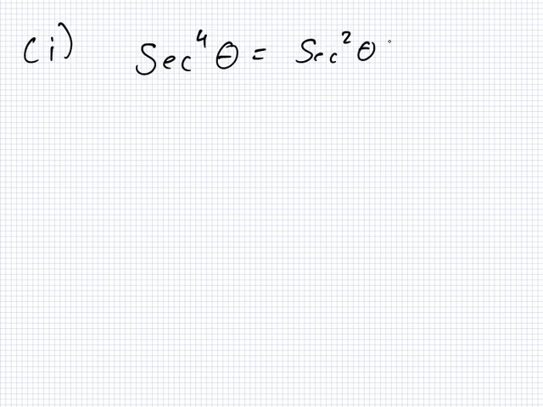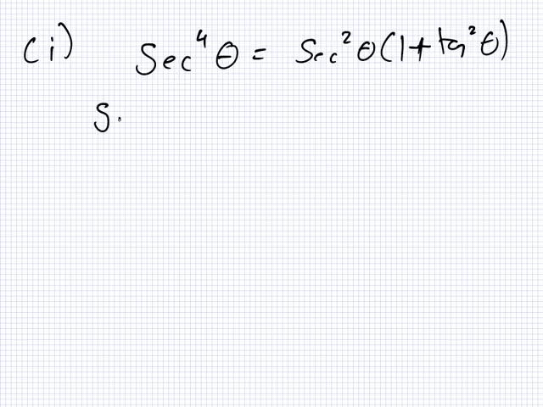Right, C1. Prove that sec to the 4 theta equals sec squared theta times (1 plus tan squared theta). Now, which way do you want to prove this one? You can start at the left, start at the right. Right, I want to try the right. But this proof is really easy. It's only 2 marks. Look.